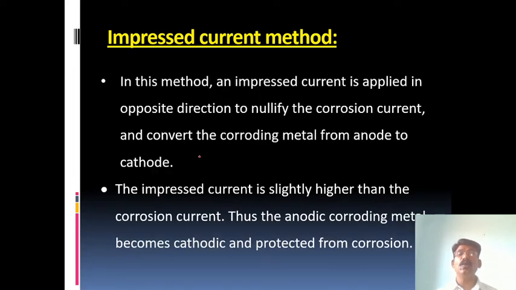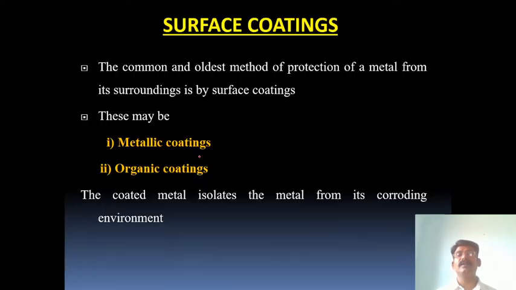Here, what is that? The impressed current is applied in the opposite direction to nullify the corrosion current and convert the corroding metal from anode to cathode. The pipeline base metal is completely protected from corrosion. This impressed current is slightly higher than the corrosion current. Okay, that is the sacrificial anode method and the impressed current method.